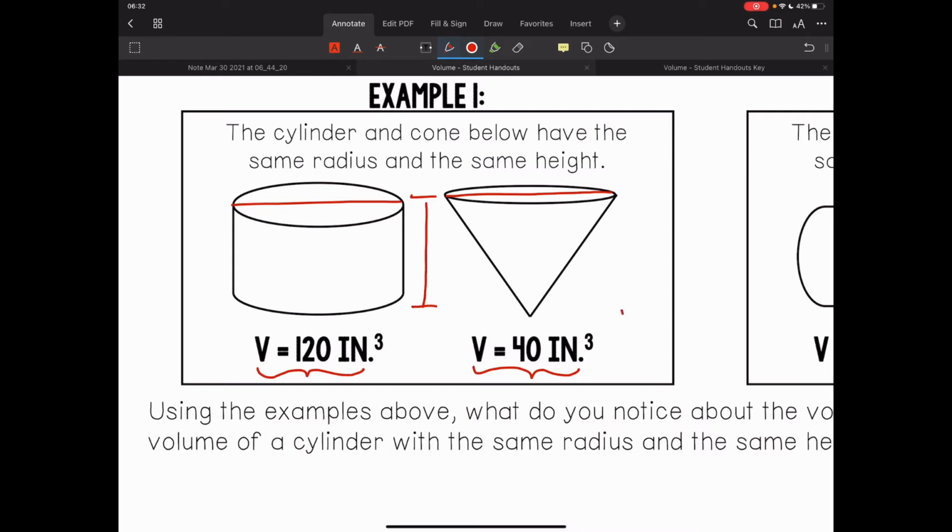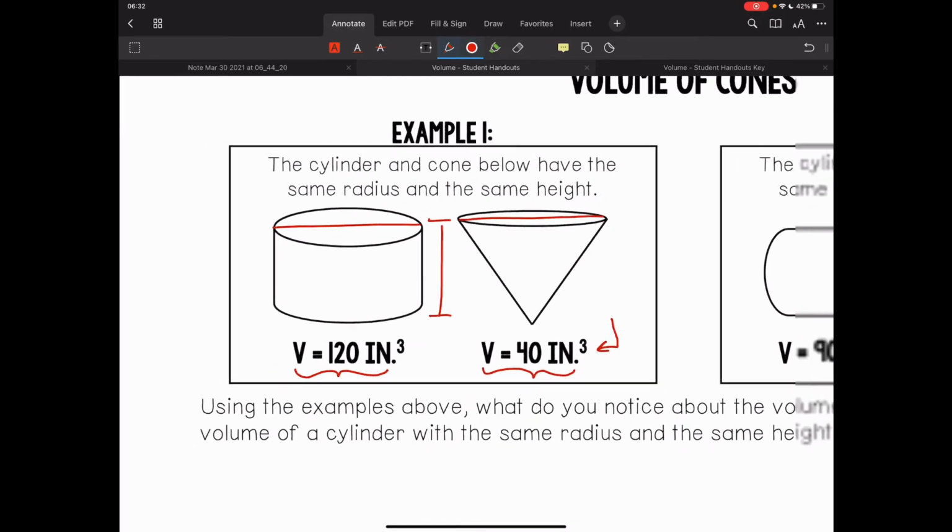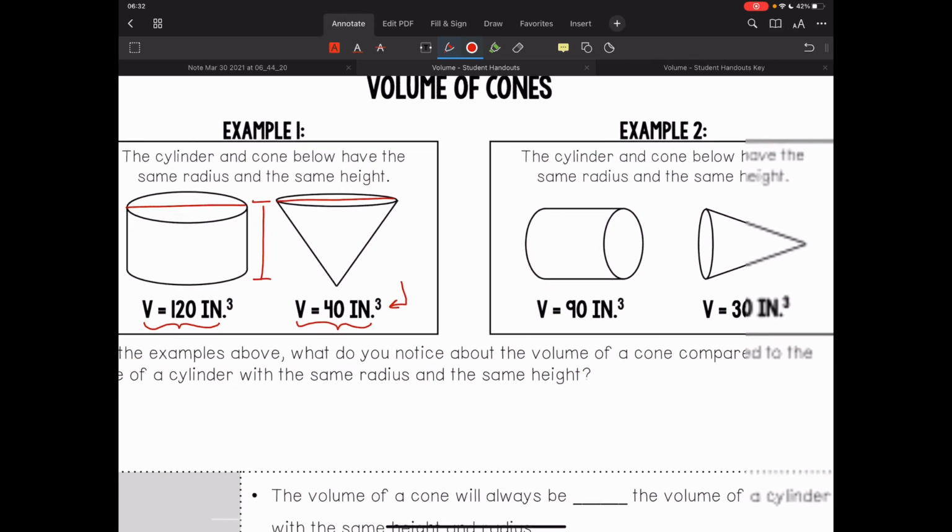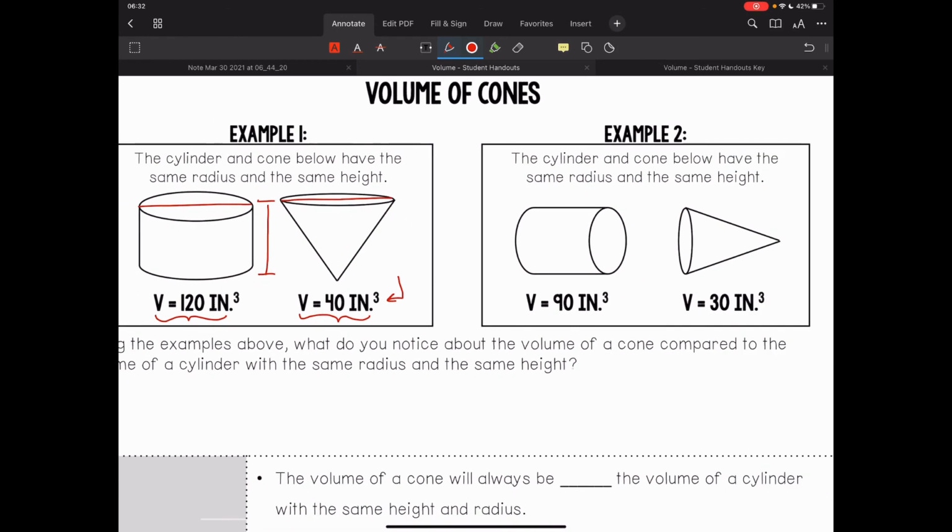That to me looks like it's about 3 times less than 120. Let's just look at one more example and see if that pattern holds true.